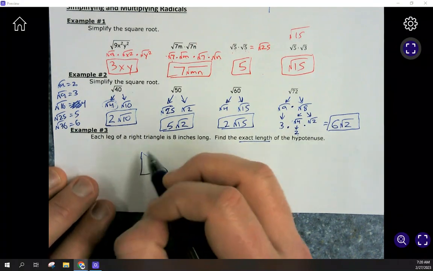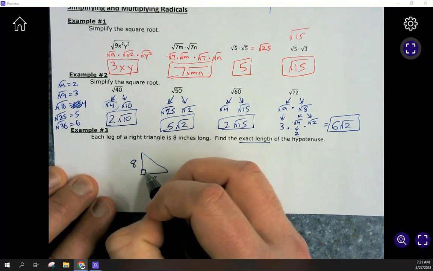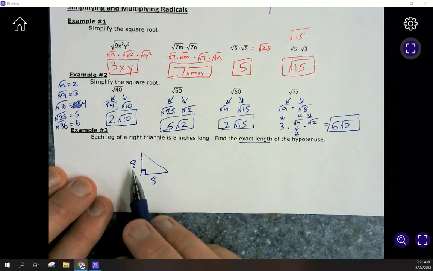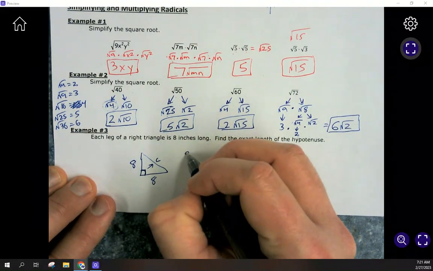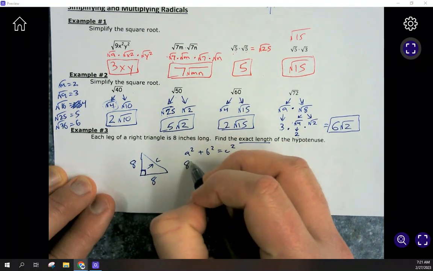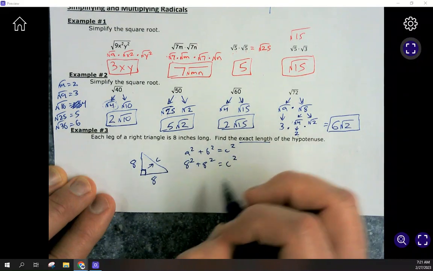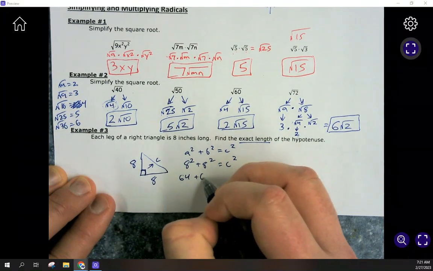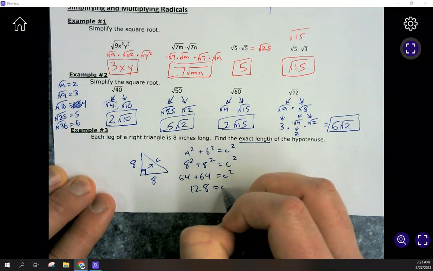So in this case, we have a right triangle. Each leg is 8 inches. And if those are the legs, the hypotenuse is c. So if I'm going to run a squared plus b squared equals c squared, I'm going to get 8 squared plus 8 squared, those are the two legs, equals c squared. So 64 plus 64, which is 128.